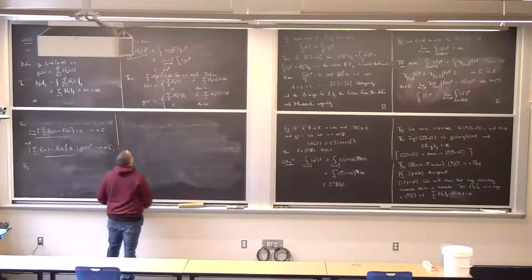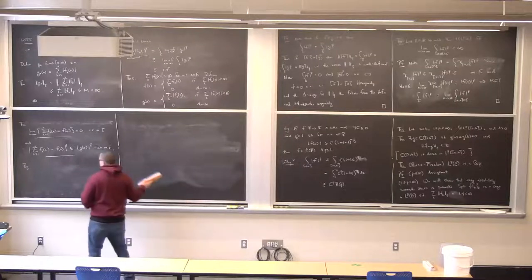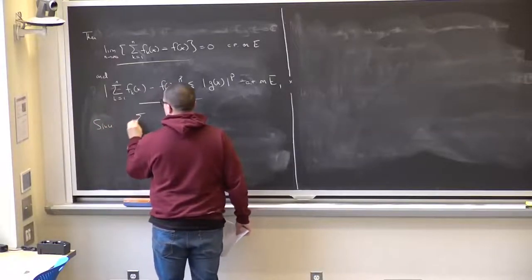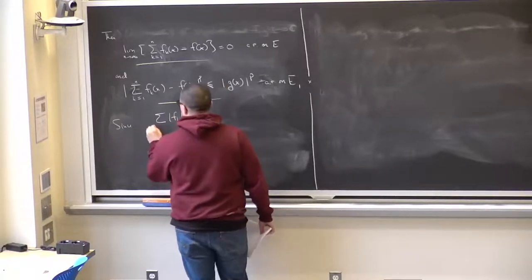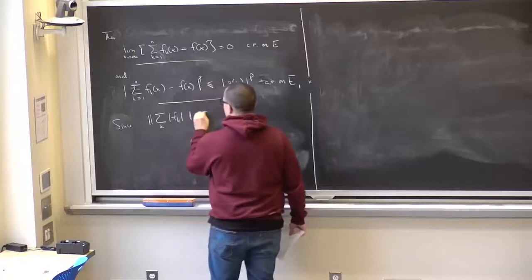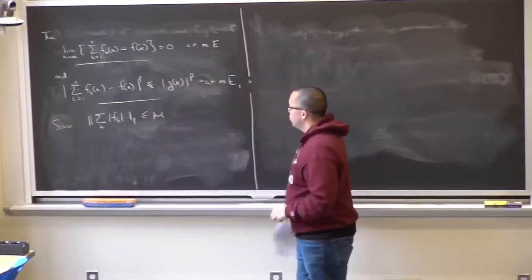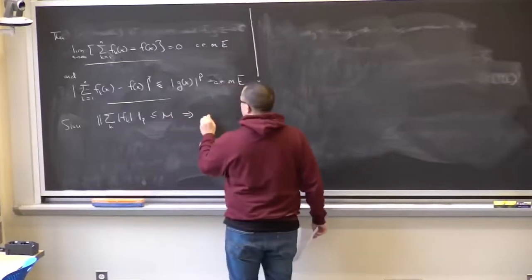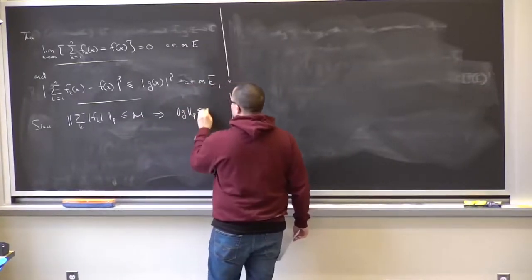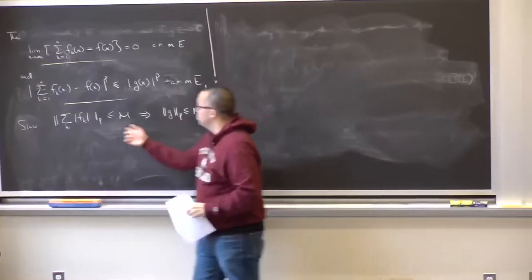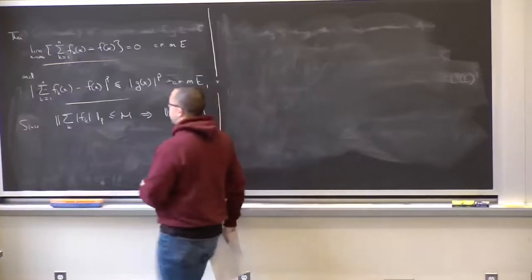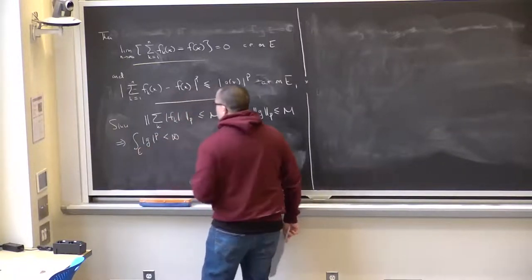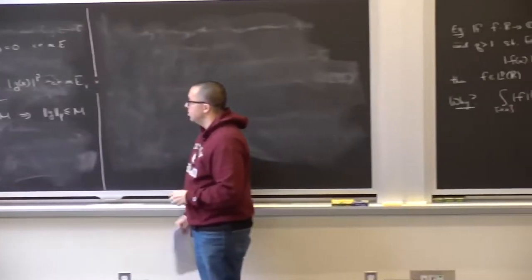Okay. Now, let's just say, since we proved that the L^p norm of this is less than or equal to M, which this here is equal to g almost everywhere, this implies that the L^p norm of g is equal to this L^p norm, and therefore is less than or equal to M, and therefore that means the L^p norm raised to the p is finite. Okay.